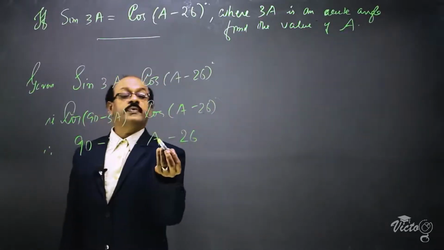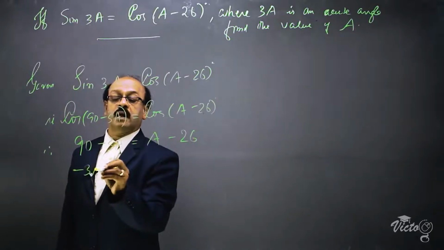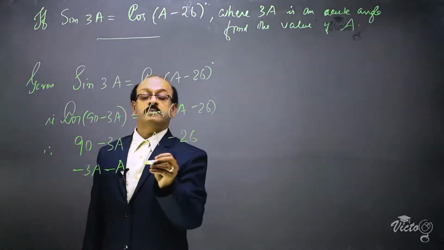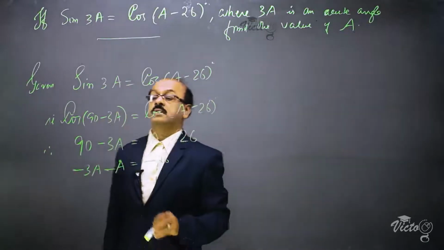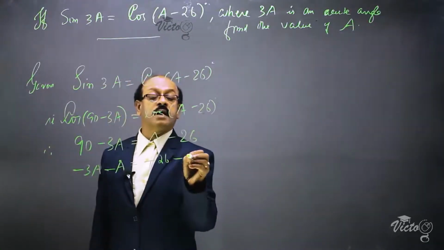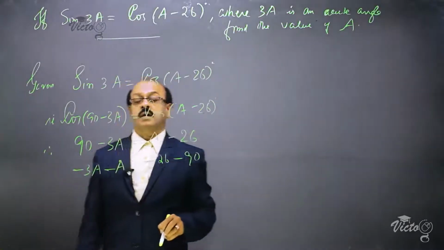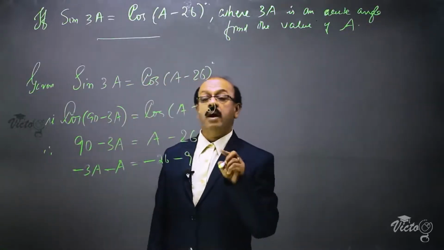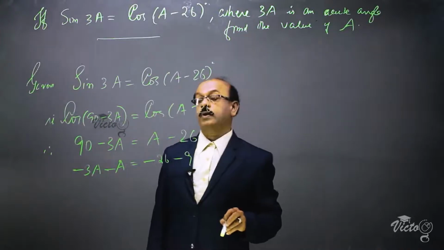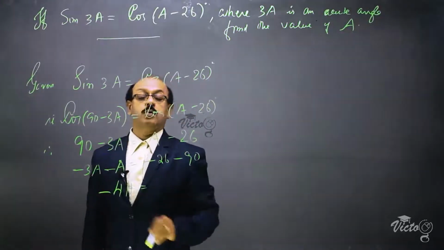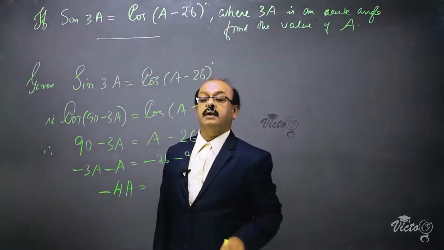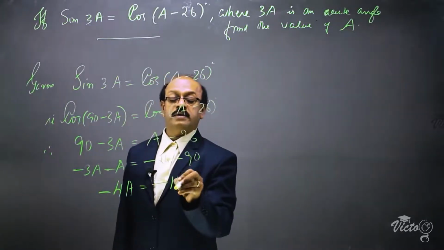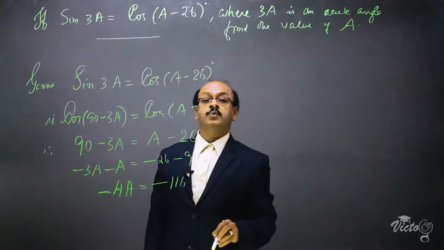Now, taking this A to the left side, here it is minus 3A already there. Taking A to the left side, it will become minus A. And here the remaining is minus 26, and we are taking 90 to the right side, it will be minus 90. Then minus 3A minus A, minus A means minus 1A. Minus 3 minus 1 is minus 4, hence minus 3A minus 1A is equal to minus 4A. Minus 4A is equal to minus 26 minus 90. Both the numbers are negative, so add and give the negative sign. It is minus 116. Minus 4A is equal to minus 116.